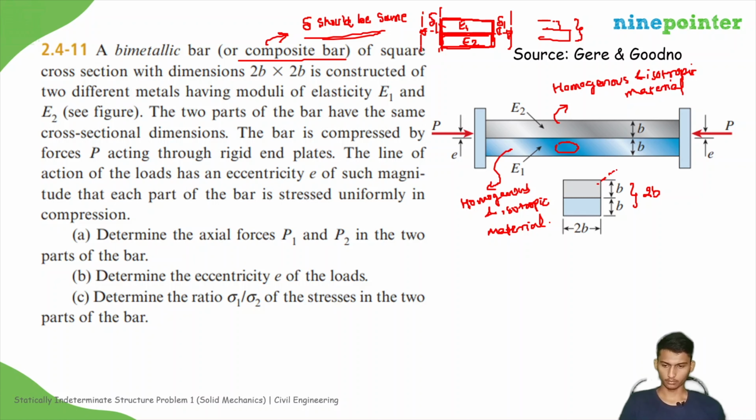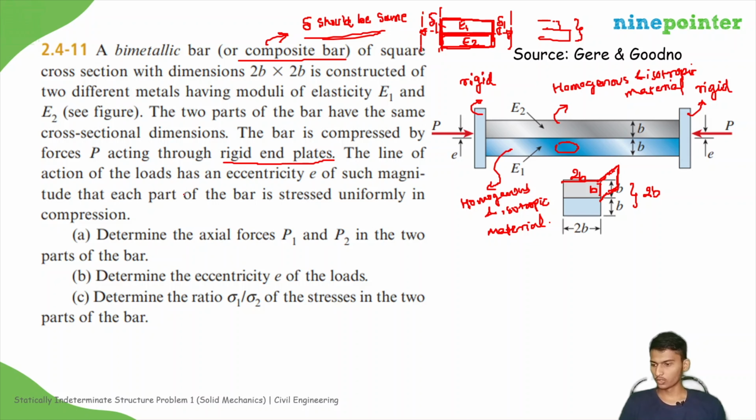You can observe, sorry, not B into B. So this is 2B, right? This is 2B, this is B. They said the same cross-sectional dimension. The bar is compressed by forces P acting through rigid end plates. So these plates are rigid. What is the meaning of rigid? It means they don't undergo deformation. So there will be no deformations in the rigid plates, right? This is also rigid.